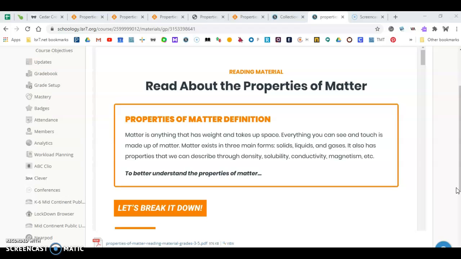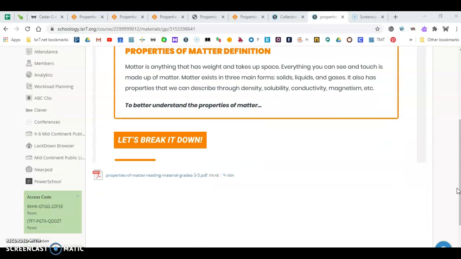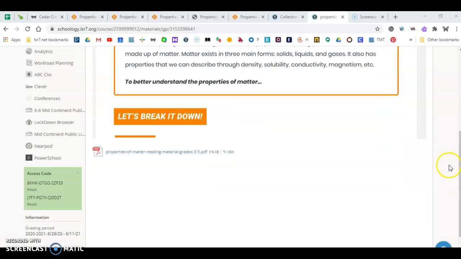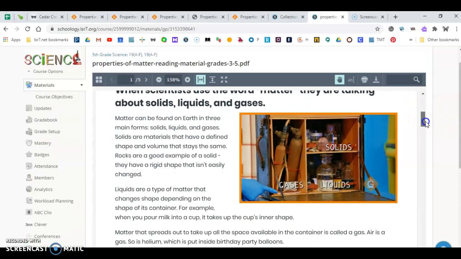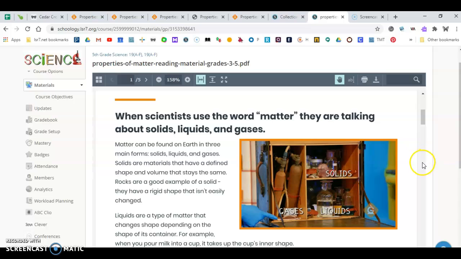To better understand the properties of matter, let's break it down. When scientists use the word matter, they are talking about solids, liquids, and gases. Matter can be found on Earth in three main forms: solids, liquids, and gases. Solids are materials that have a defined shape and volume that stays the same.